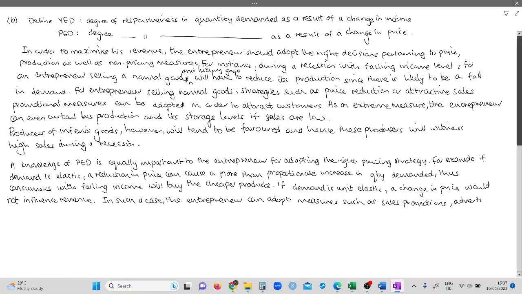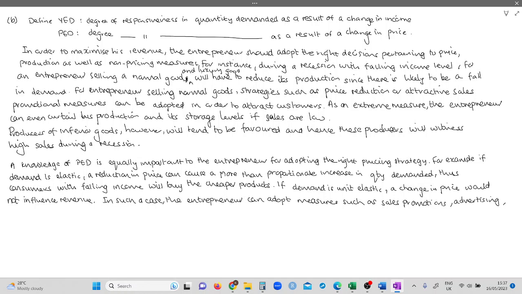But here, advertising, yes, it could be useful. So it depends on the elasticity. Here we can see that the better concept is definitely the income elasticity of demand, because here we are talking about a falling income level. YED is more related to a recession. However, PED is also important, but in this context, YED seems to be the better concept.